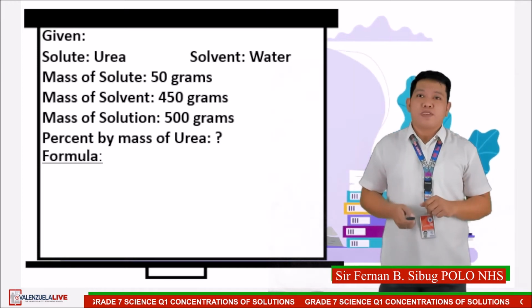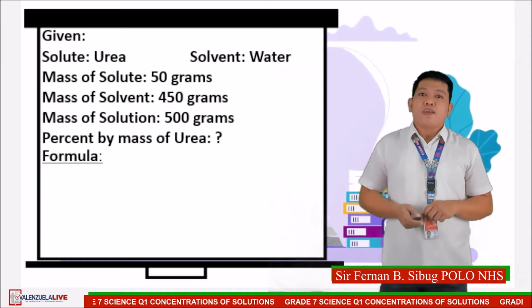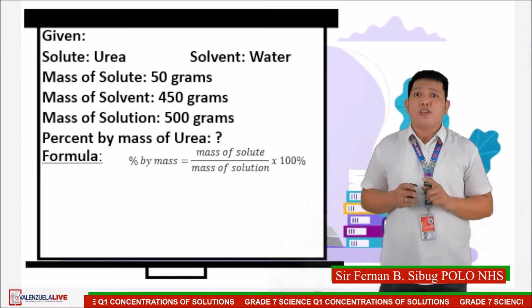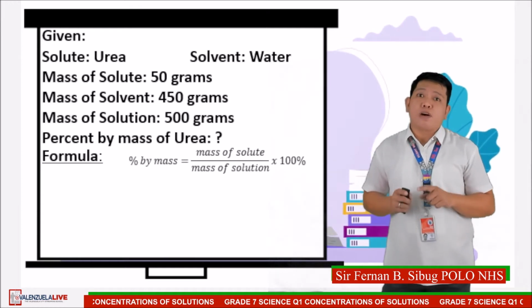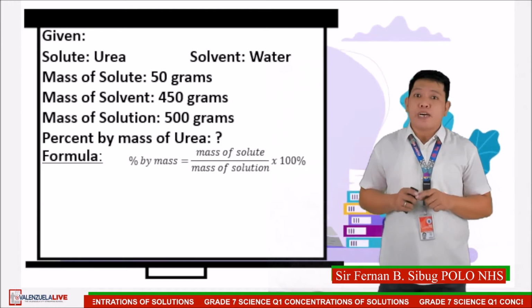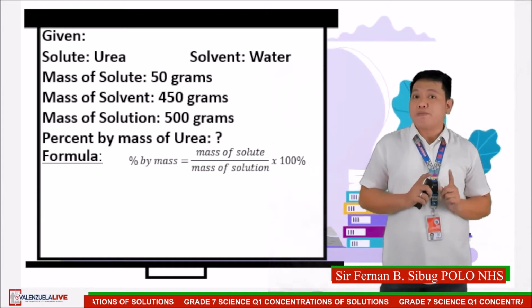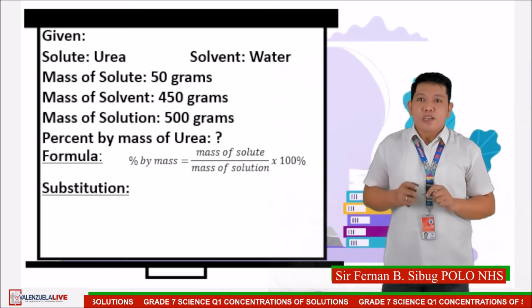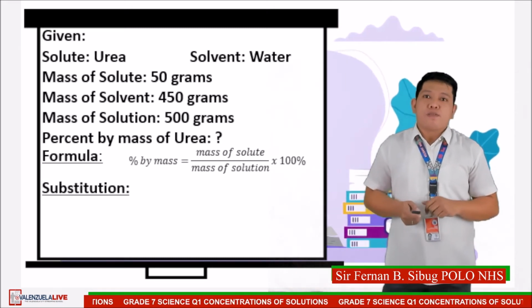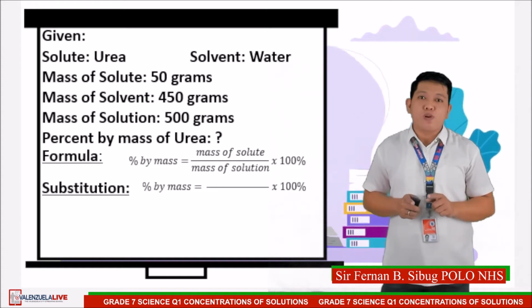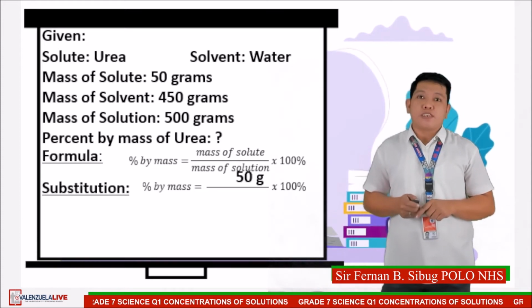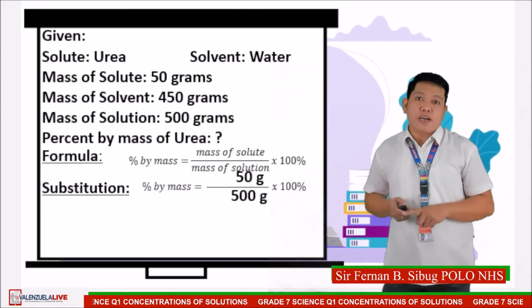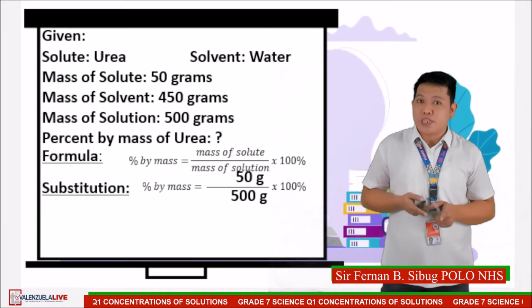Step 3. Write the formula. The general formula in finding the percent by mass of a solution is percent by mass is equal to the mass of solute over the mass of solution multiplied by 100%. Step 4. Substitution. Let us substitute the values. We have percent by mass is equal to the mass of solute, which is 50 grams, over the mass of the solution, which is 500 grams, multiplied by 100%.